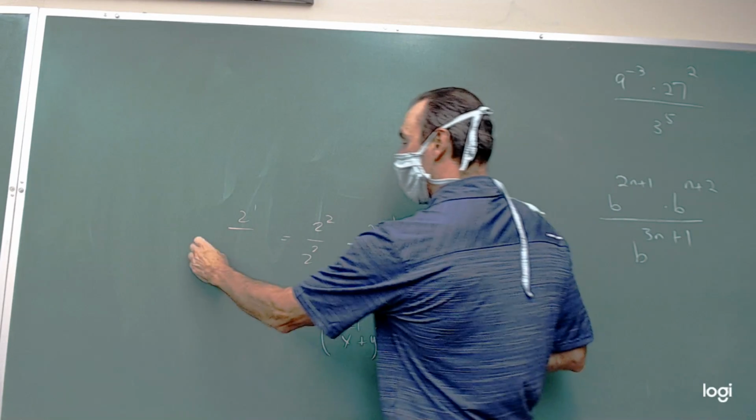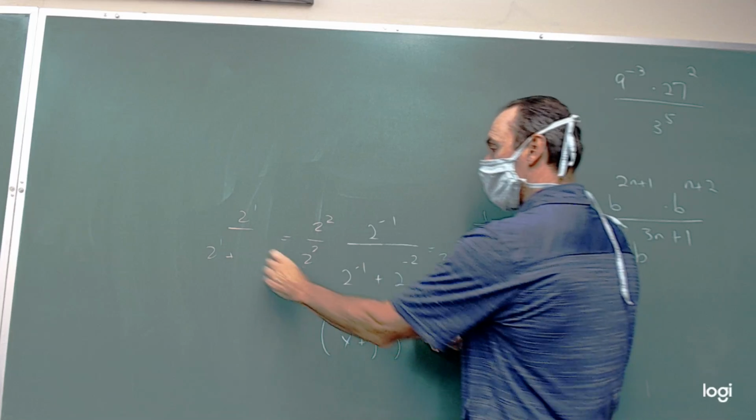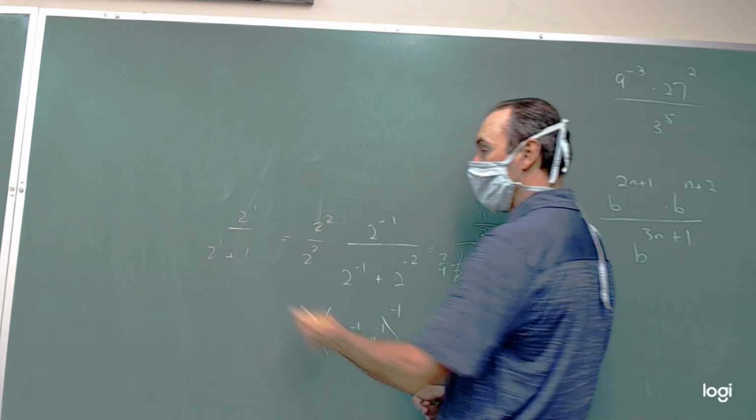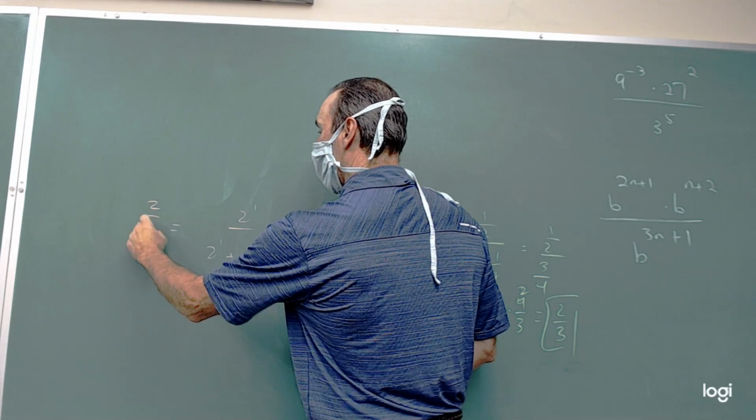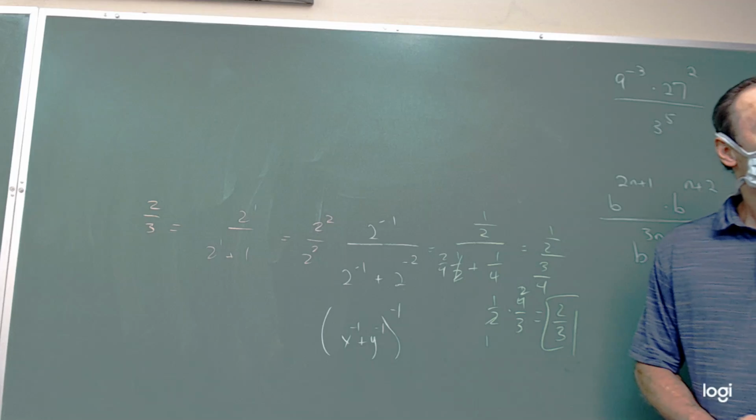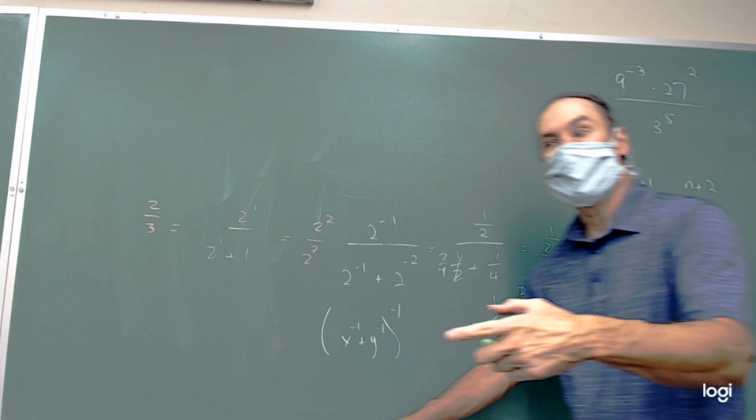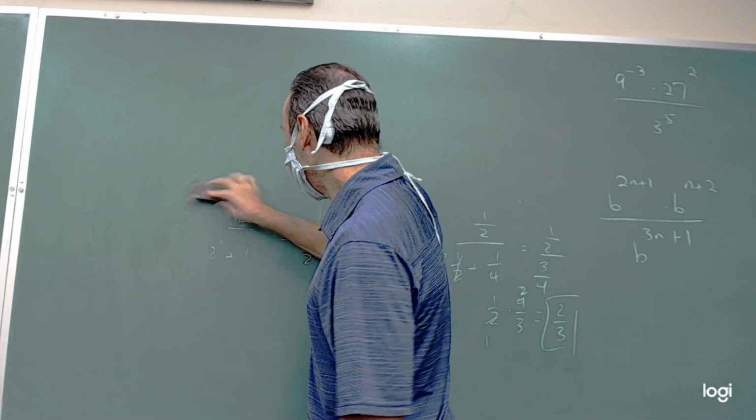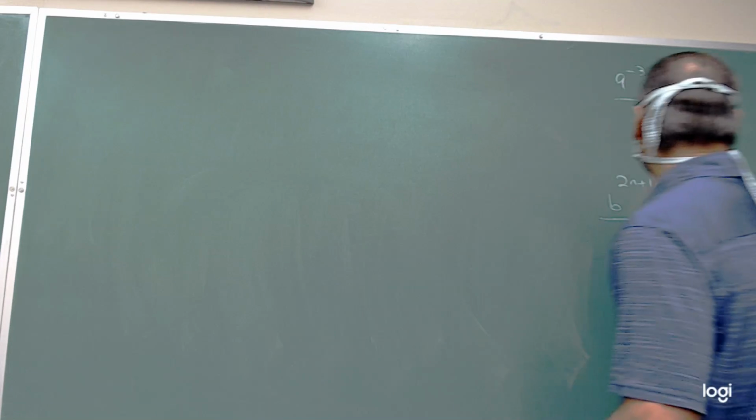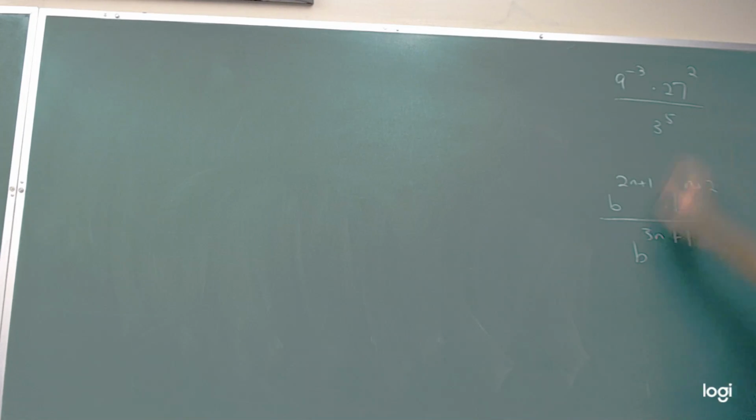We distribute here and get 2 to the first plus 2 to the 0, which is going to be just 1. And there you have your 2/3 in a very efficient way of doing it. Okay? Questions on that? Let's try another. So moving on to this one, and we're going to try to simplify that.